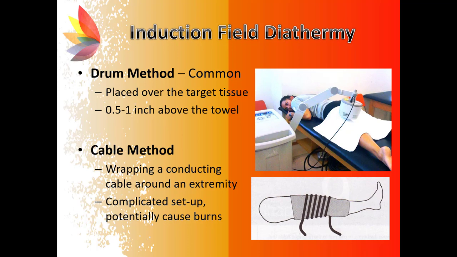A secondary method for induction field diathermy is the cable method. The cable method involves wrapping a conductive cable around an extremity or coiling it and placing the cable on the patient, using terry cloth toweling to buffer the cable from the patient's skin. Because of the complexities of the setup and the potential to cause burns, if done improperly, the cable method is infrequently used.